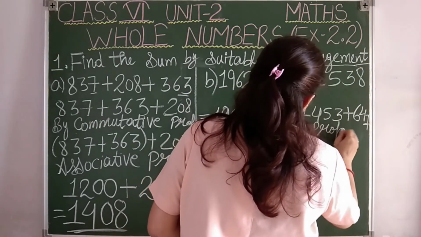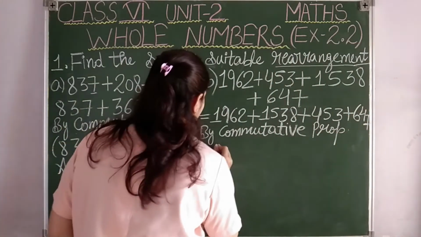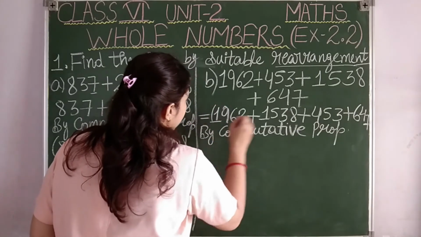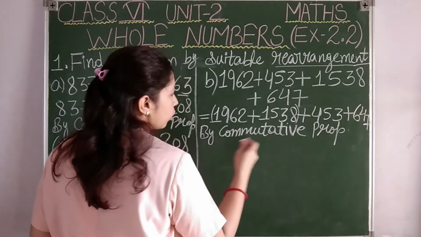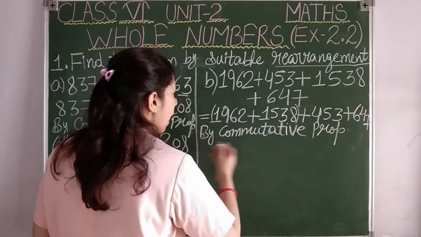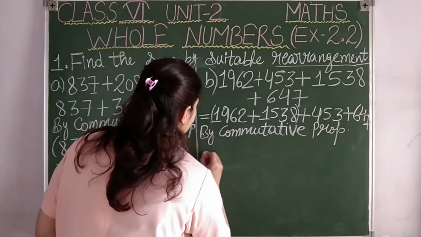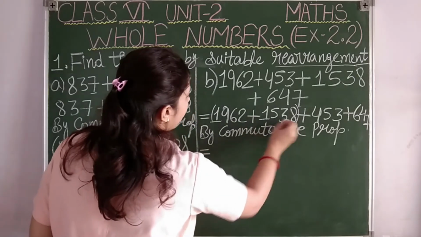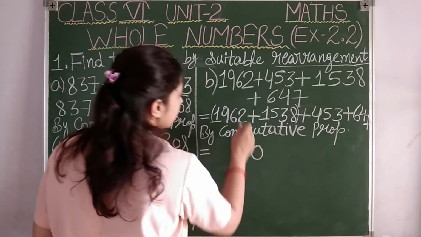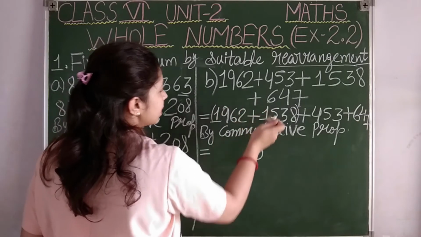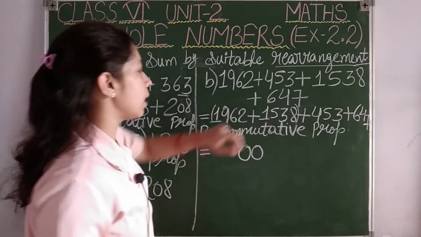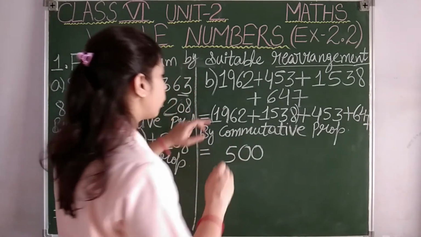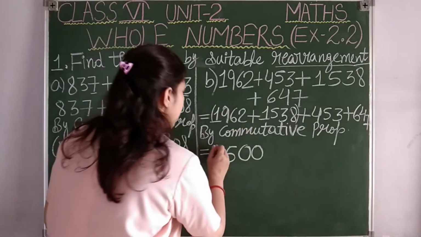Okay. Now form group. First I will add 1962 plus 1538. So here you are going to write by associative property. Okay. I am directly solving, but you have to write. So when I add this, 8 plus 2, 10, 1 carry over, 6 plus 1 is 7, 7 plus 3 again 10, 1 carry over, 9 plus 1 is 10, 10 plus 5 is 15, 1 carry over, 1 plus 1 is 2, 2 plus 1 is 3.